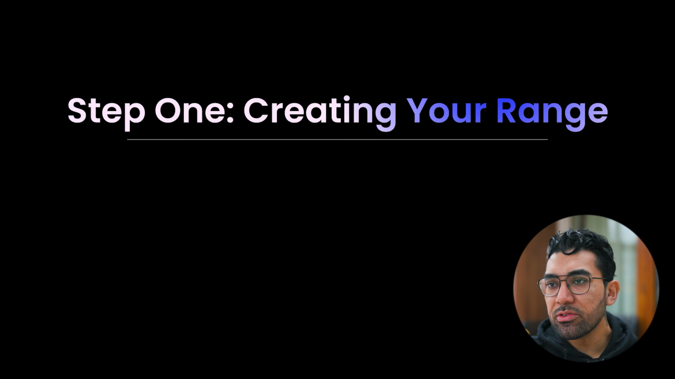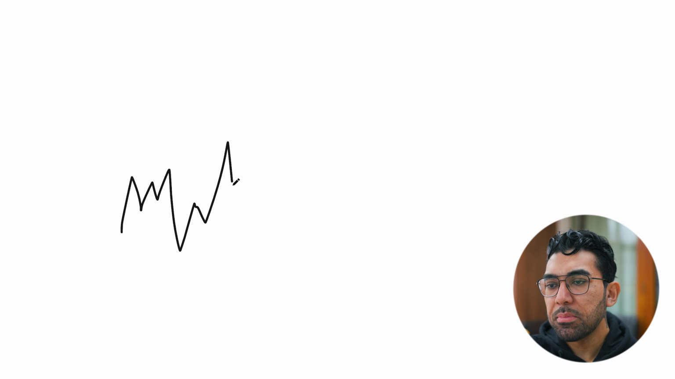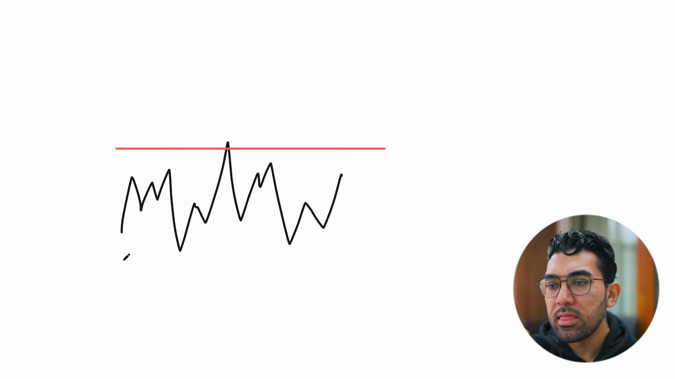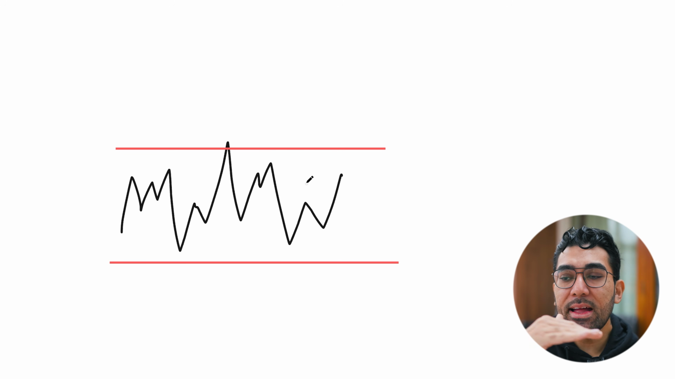So what is a range? Simply put, a range is 2 levels that price is trading within. So simple example here, let's just say this is your price, right? So we're going up and down within this kind of area. Your range essentially would be the top right there and the bottom right there, roughly. I know these aren't perfectly within the lines, but let's just say price is trading within this band of price, right?